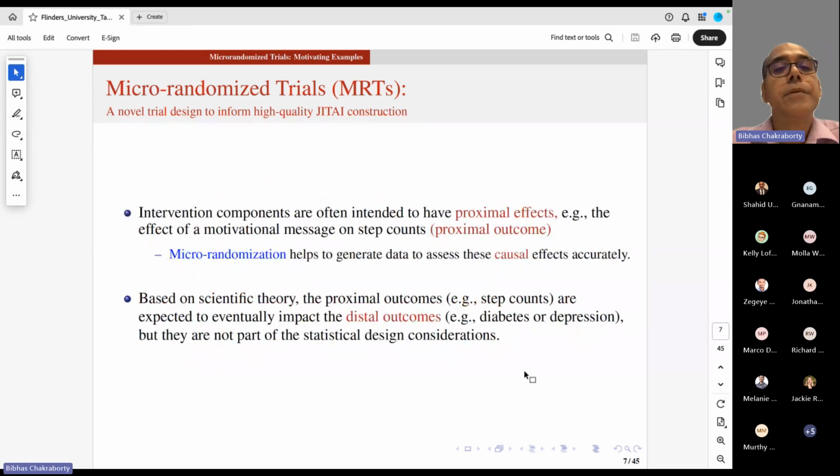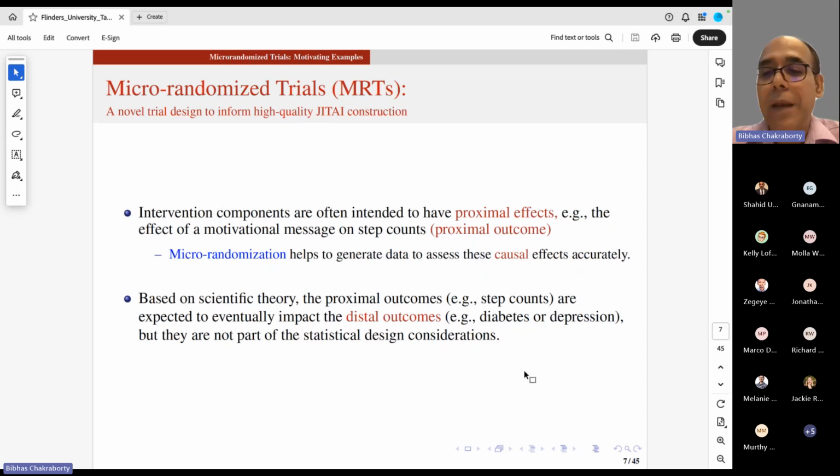Okay, so this micro-randomization, here the intervention components are often intended to have proximal effects. What do I mean by that? That means, for example, if you are talking about an exercise promotion intervention, then the message that you are sending, the nudge that you are sending now, it's only expected to have an effect in the next few hours, or maybe at most today, but you don't expect it to linger on for more days or in a longer period, right? So that's why we are interested in proximal outcomes and proximal effects of our interventions.